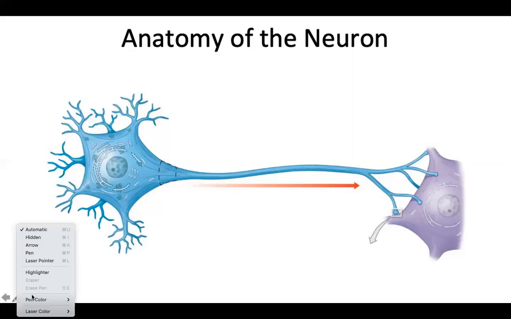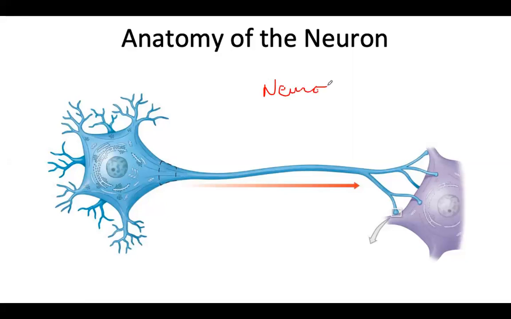Let's see if I can spell that for you here. Neuroglial. I've seen this pronounced two different ways. It's two words combined, and it really means nerve glue.